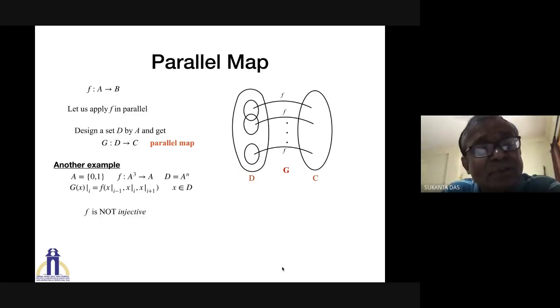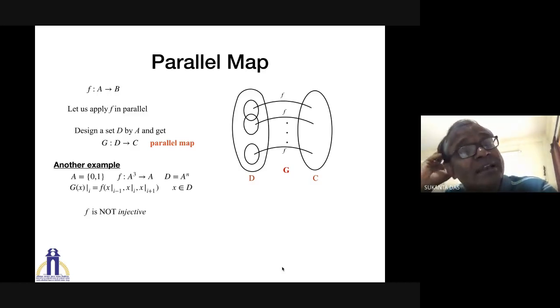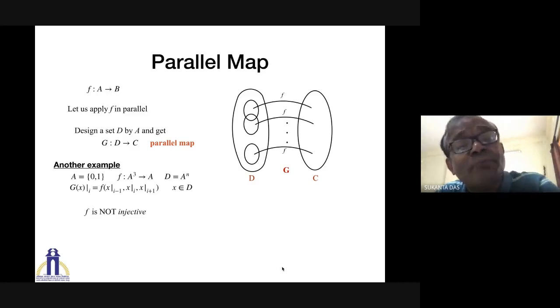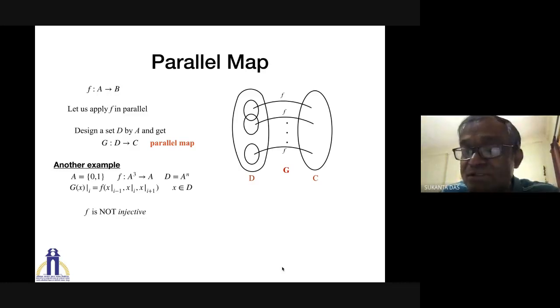Here one thing is obvious. If this is the case, f cannot be injective, right? Because, say A cube, in the domain there are 8 elements: 0 0 0, 0 0 1, up to 1 1 1. There are 8 combinations, and they are mapped to 0 and 1, so it cannot be injective. So f is not injective.